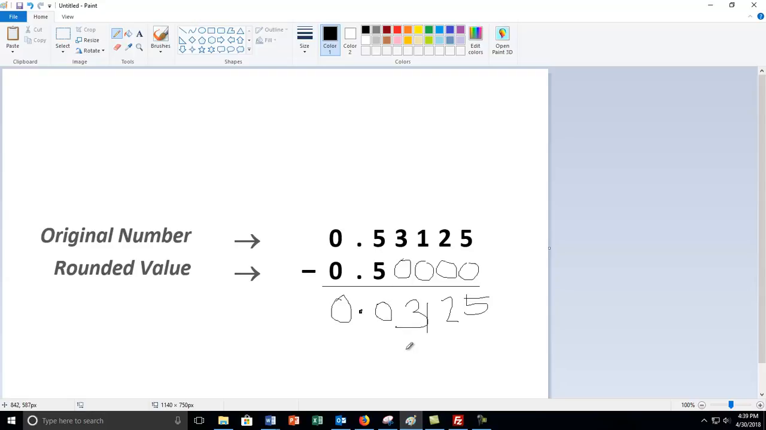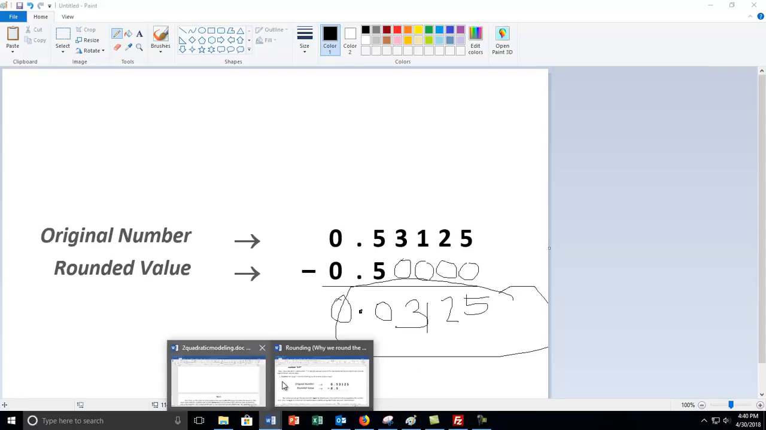So you're off by 3,125 hundred-thousandths, or as you probably will say, 0.03125. So you're off by that much. That is the difference between the rounded value and the original value.